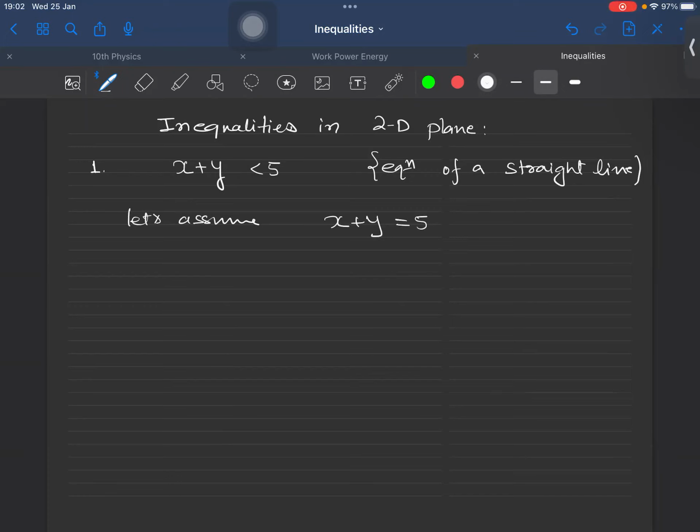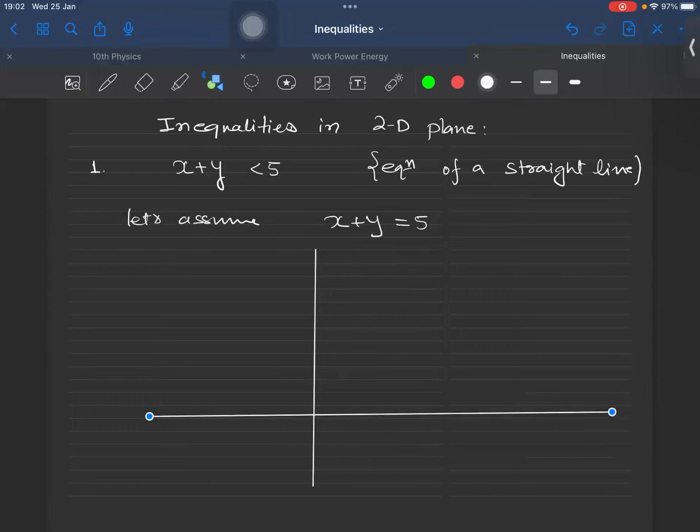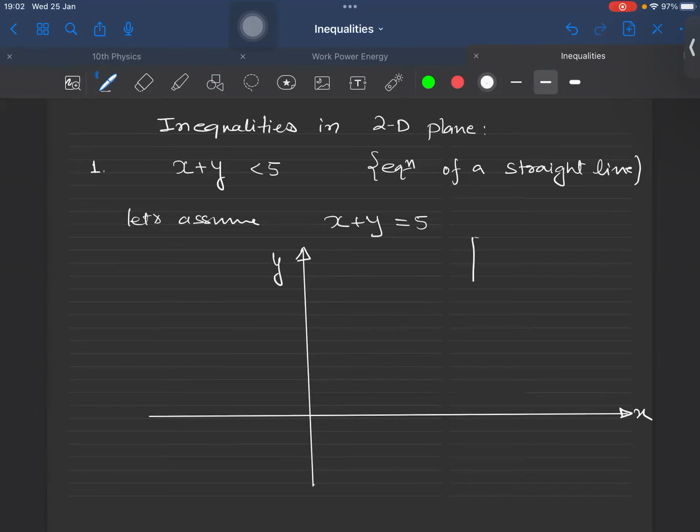Now we will plot this straight line. Let's say this is y, this is x. Now we have x and y, and we have an equation in x and y, right? Now how do we plot the straight line? Even if you don't know, we can make a box of x and y, right? So x is your independent variable, y is your dependent variable.